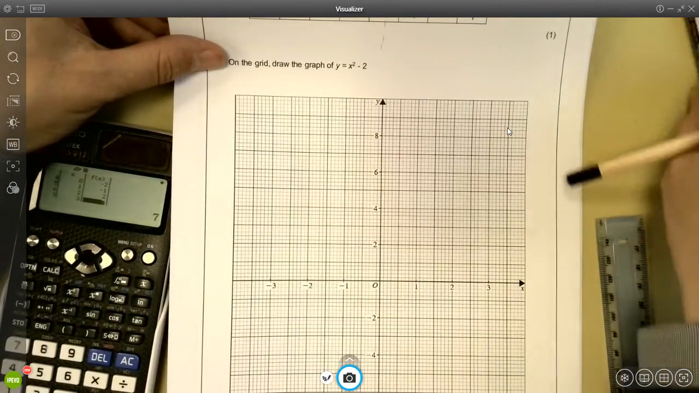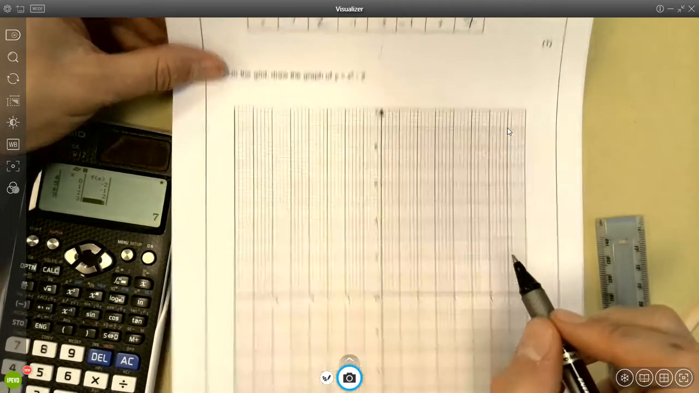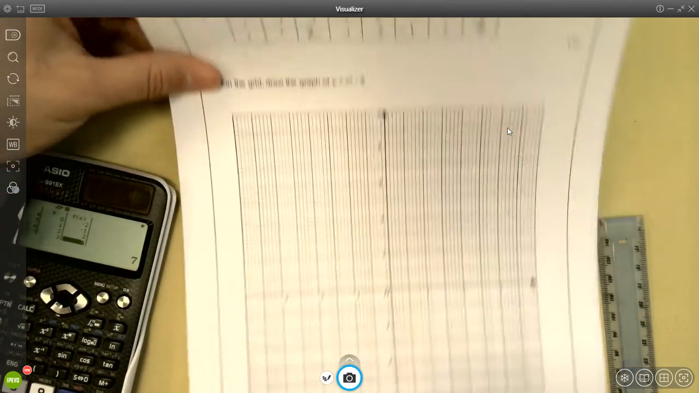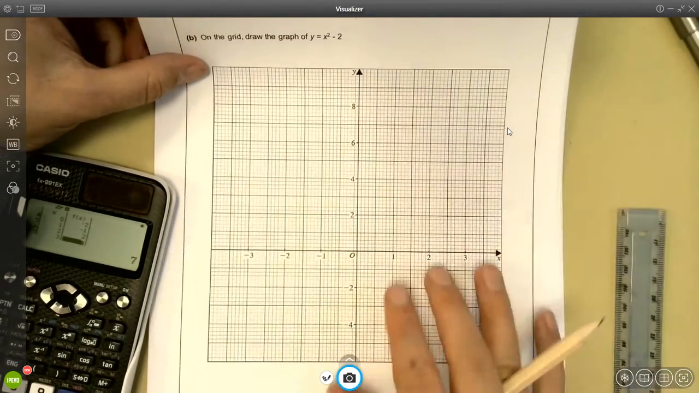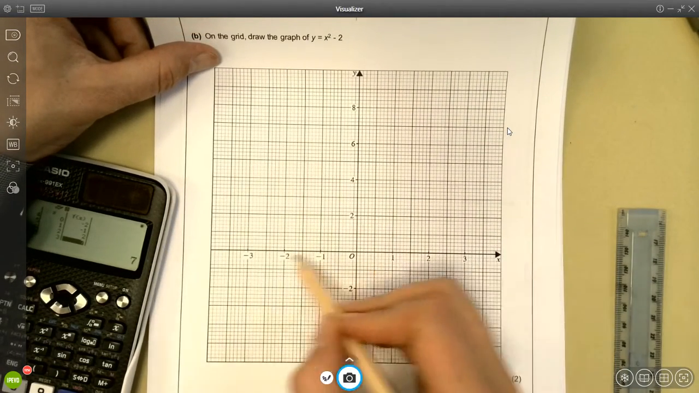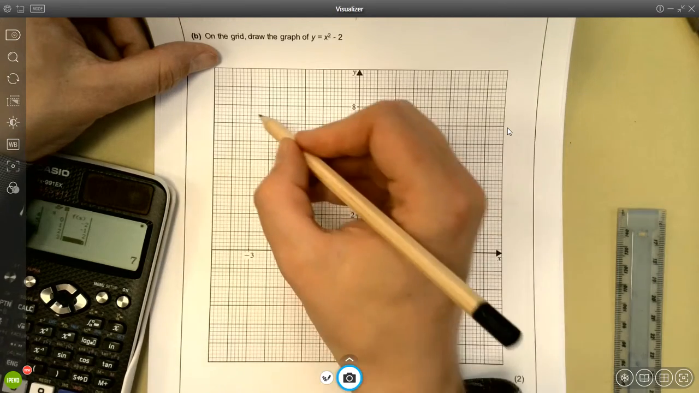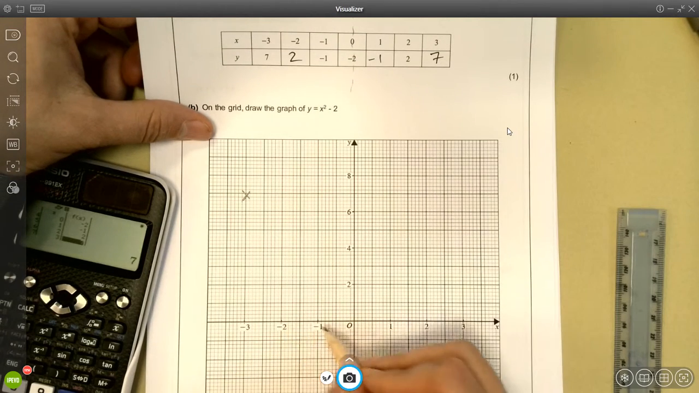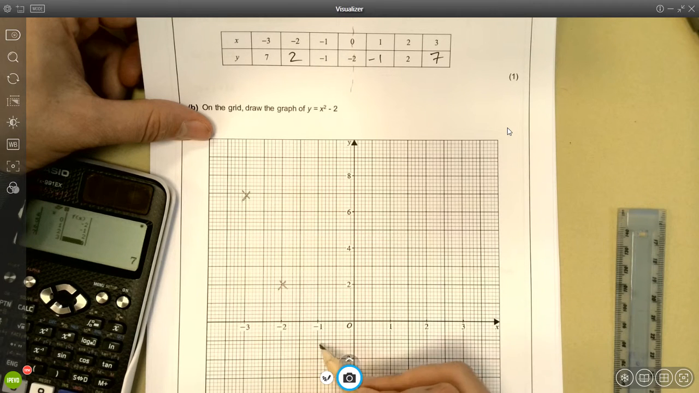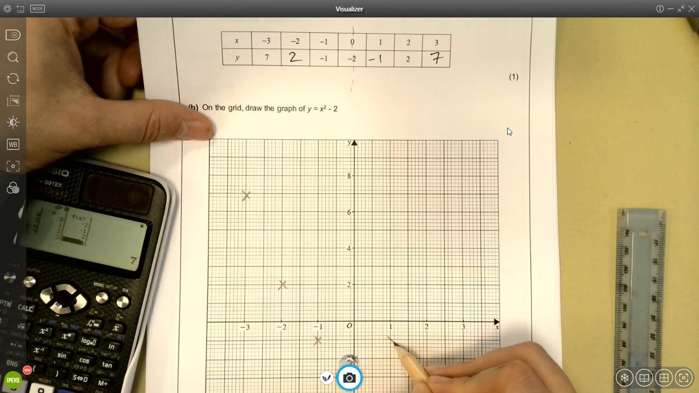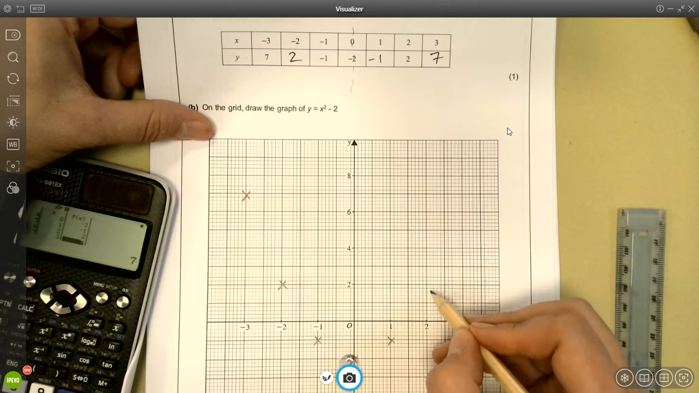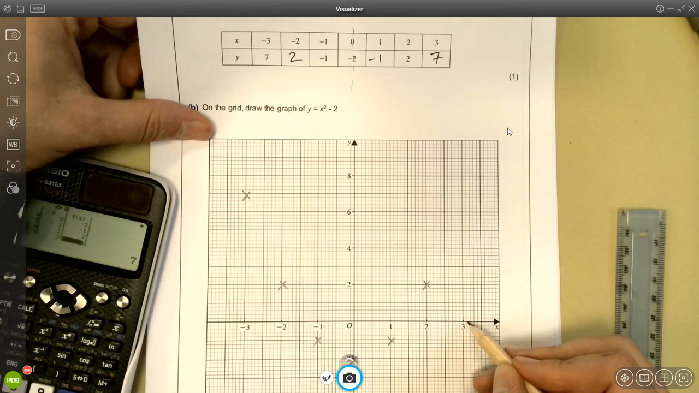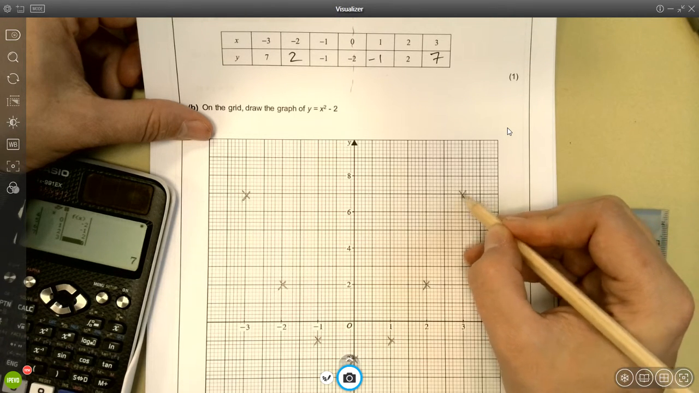Now, because it's an x squared, you'd expect to see a U-shaped graph anyway. We want a U-shaped graph, smooth curve. So let's plot all this down then. It's got minus 3, 7, so it's going to be there. Minus 2, 2, so that's there. Minus 1, minus 1, so it's there. 0, minus 2. 1, minus 1. 2, 2. 3, 7. So it's got this nice symmetry to it.